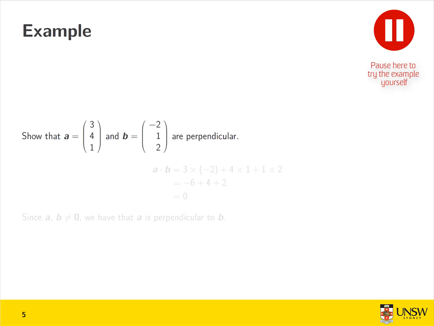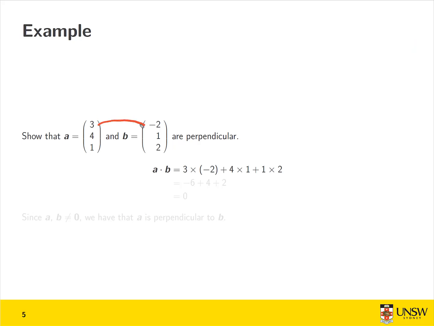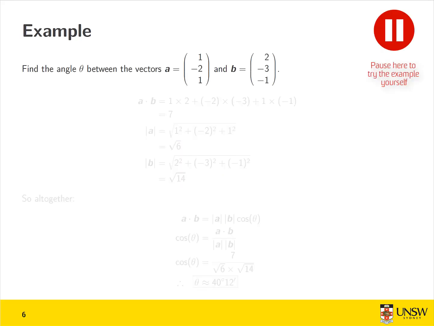For example, we might be asked to show that the two vectors A given by (3, 4, 1) and B given by (-2, 1, 2) are perpendicular. We can calculate the dot product by taking 3 times -2, 4 times 1, and 1 times 2, and adding all these together. The result in this case is 0. Since neither A nor B is the 0 vector, but A dot B equals 0, we can conclude that they are perpendicular. We could also be asked to find the angle theta between two arbitrary vectors.